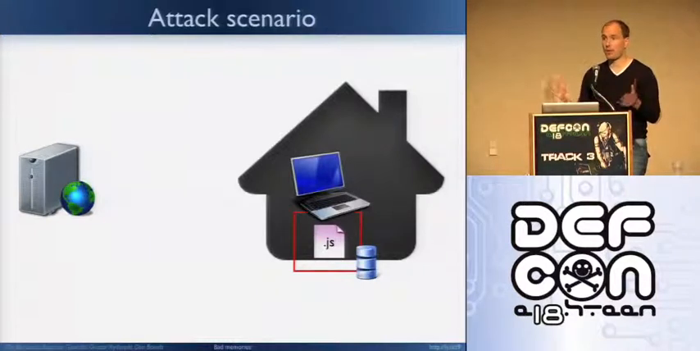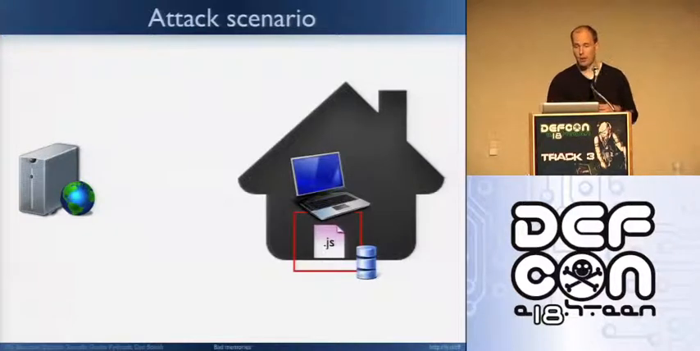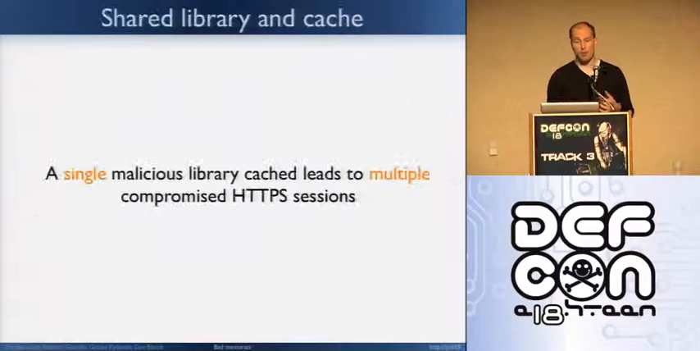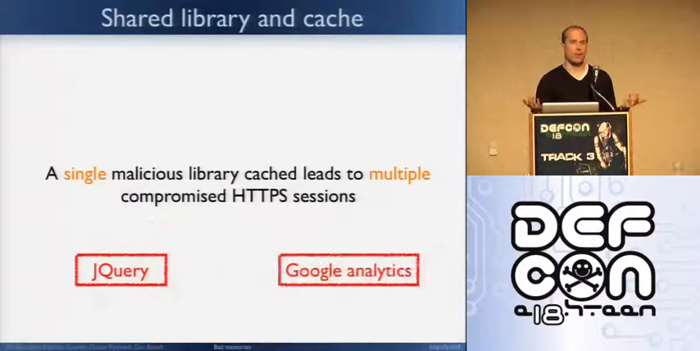It doesn't matter if you move to any location, as long as you didn't clear your browser cache, it will be in effect. And as I said, a single library is used by many websites, which is what makes this attack so powerful. Google Analytics is used by many, many websites. jQuery over the Google CDN is used by many, many websites. So if an attacker is able to inject one of these libraries to you, he's going to compromise a lot of your HTTPS sessions. So you might say, hey, there is a defense against that, right? What is the defense against this one?